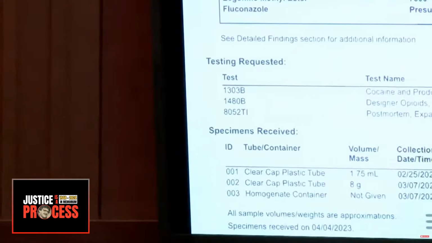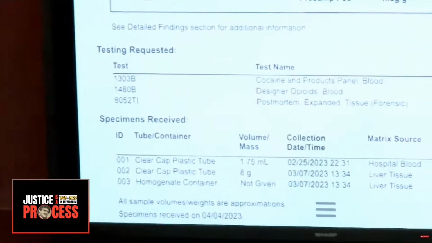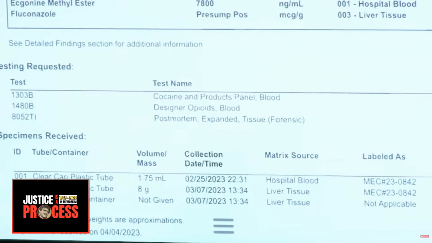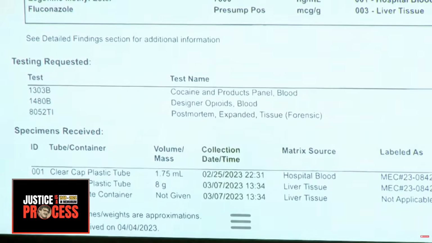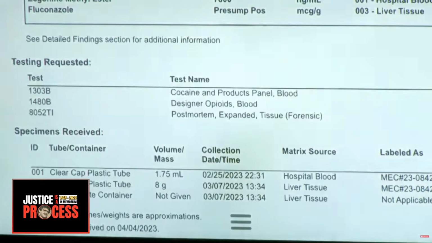Zoomed-in image. Can you describe what was the testing that you requested as it related to just the item 001 hospital blood? If you see under testing requested, I asked for the 1303B test, which is cocaine and products panel on the blood, and then the 1480B designer opioids on the blood.